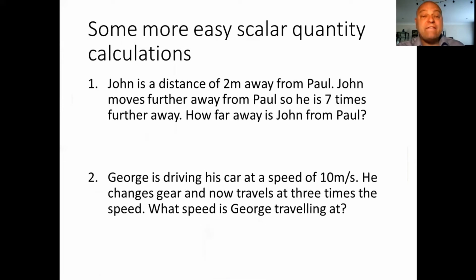Okay, once again, very, very easy. Just put the numbers in. So John has a distance of 2, who's further away, so he's 7 times further away. So you should have had 2 times 7 equals 14. And don't forget the M, or you could have written out the word meters as well. So the unit is important here. And George is driving his car at a speed of 10, 3 times the speed when he changes gear. So it is 10 times 3, 30 meters per second. If you got those right, well done.